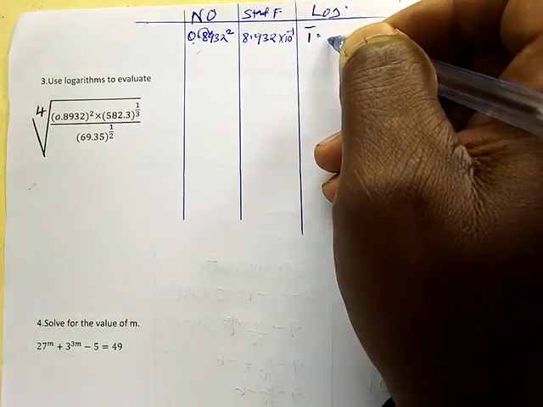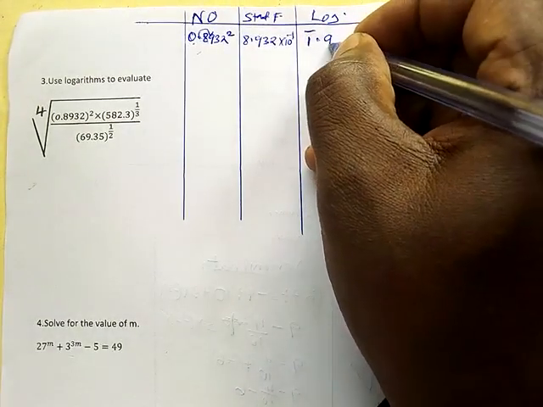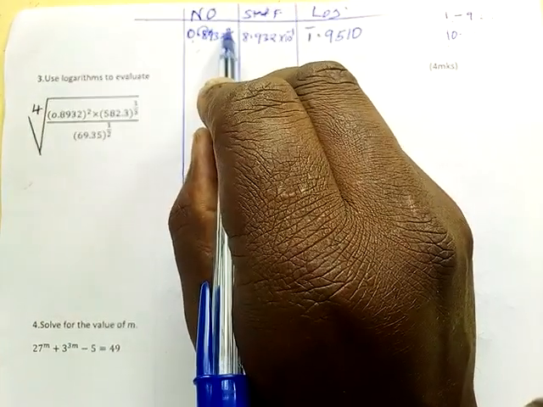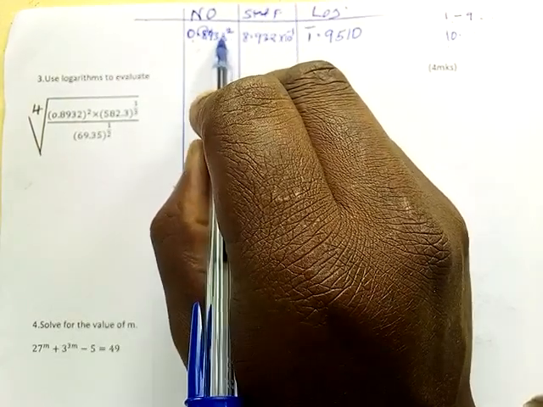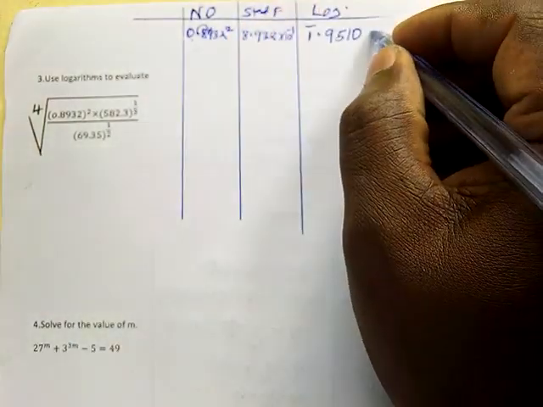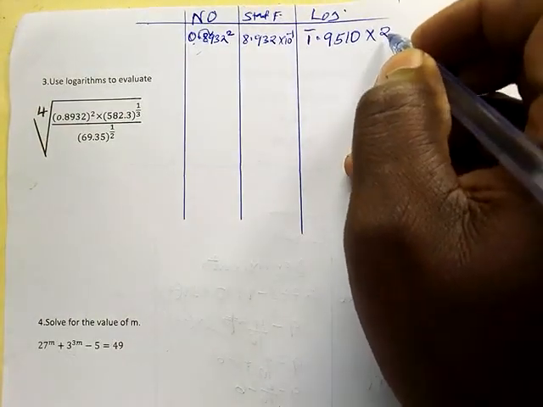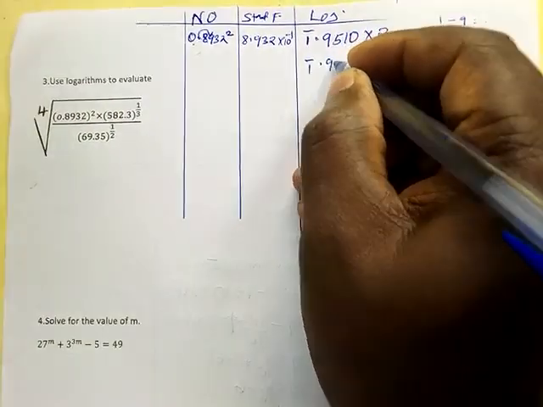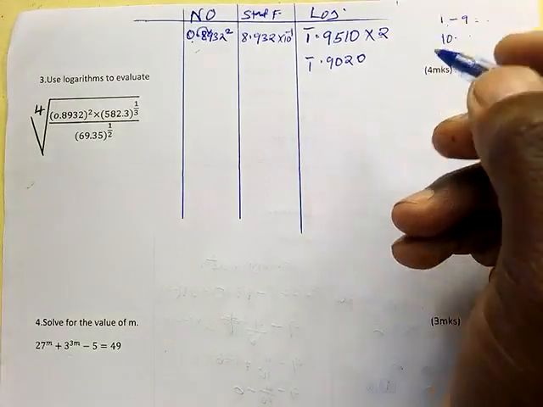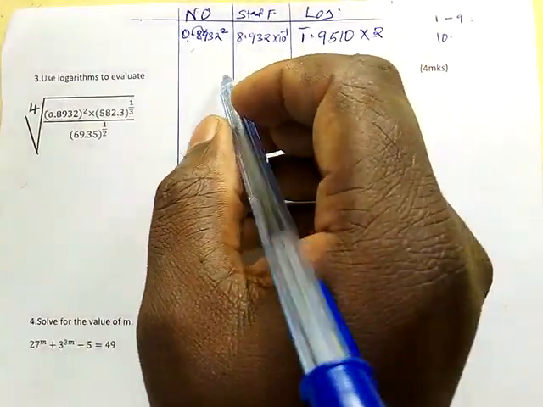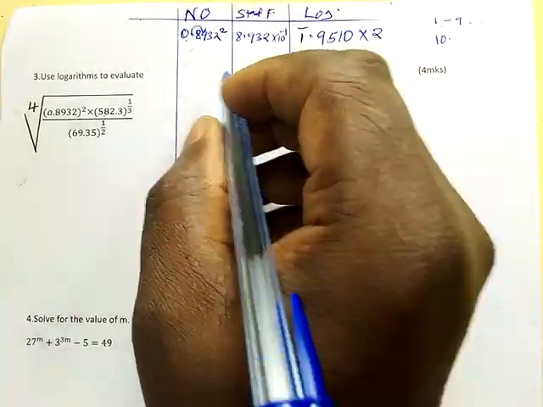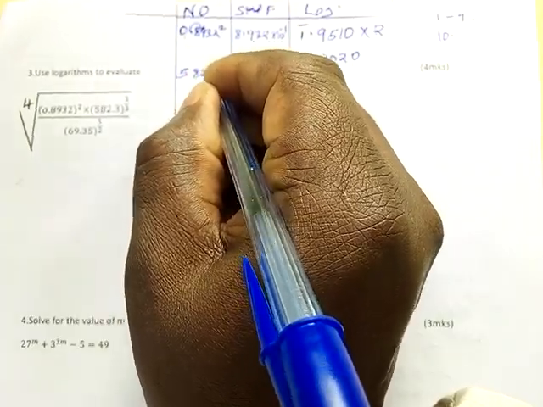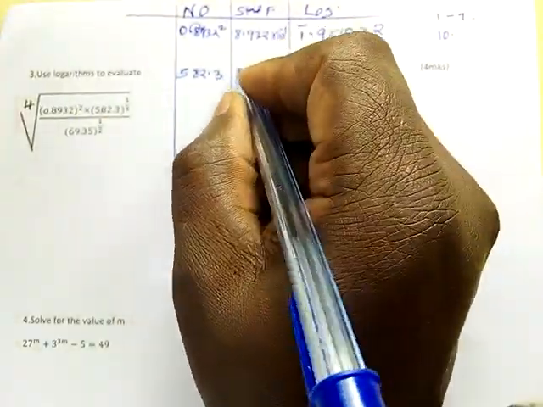We go to our calculator or the mathematical table, and we will get 0.9510. But remember, this number was squared. When you square a number in logarithms, we multiply, so we are going to multiply times 2 to get the answer. When you multiply this one, you will get bar 1.9020. You should check that. So the next number is 582.3. Let us write this number in standard form.